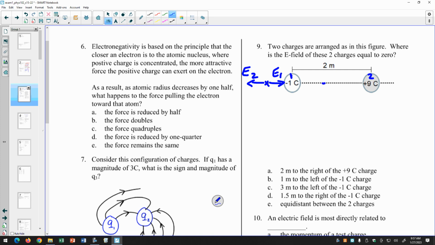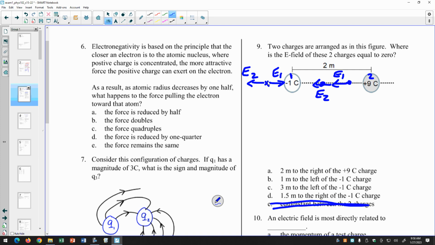Whereas, say I'm somewhere in between here, I have an electric field due to 1 going in that direction, and then E2 is also going in that direction. So it's not possible to have an electric field equal to 0 between the two charges at all. Nowhere between the two charges.